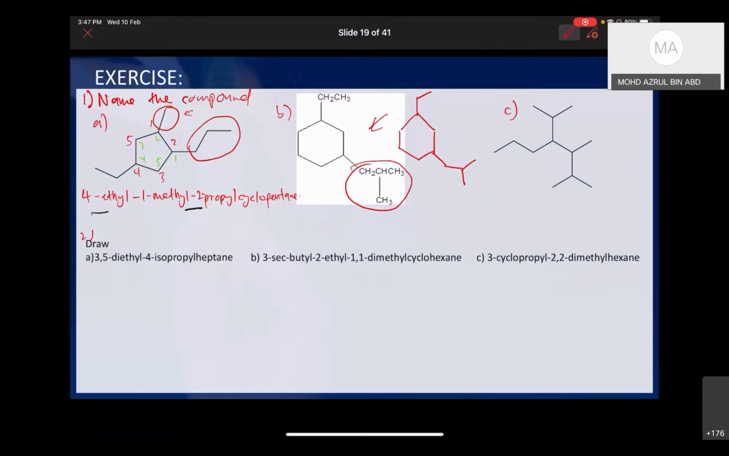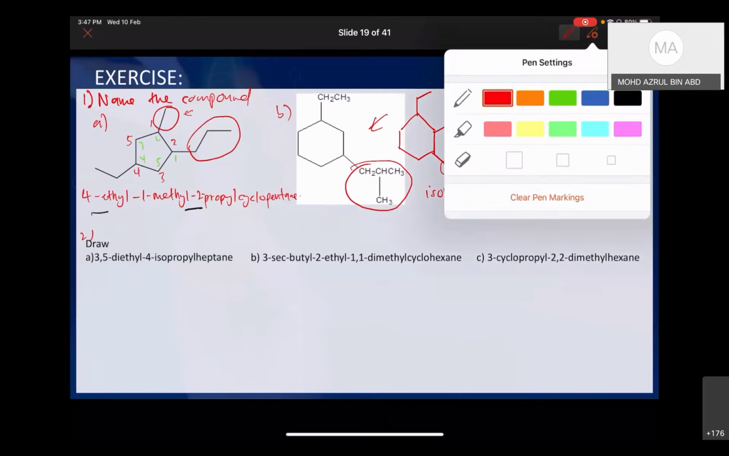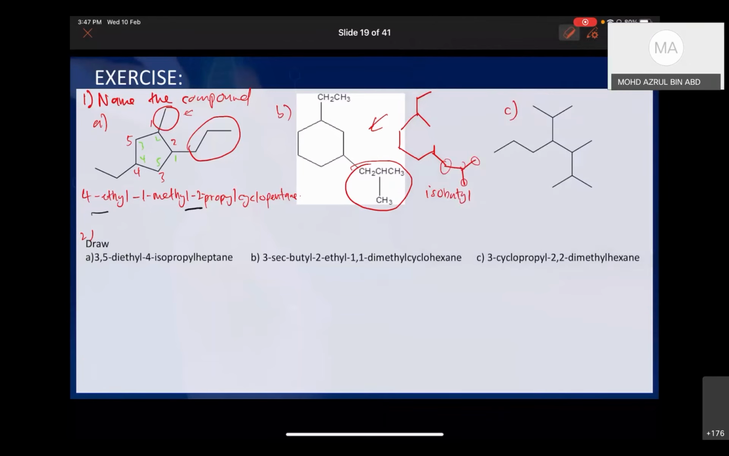Okay, not isopropyl. This one we call isobutyl, because we have 1, 2, 3, 4 carbons. For example, isopropyl is like this one. The difference is that isopropyl has 3 carbons, while isobutyl has 4 carbons. So this one we call isobutyl.